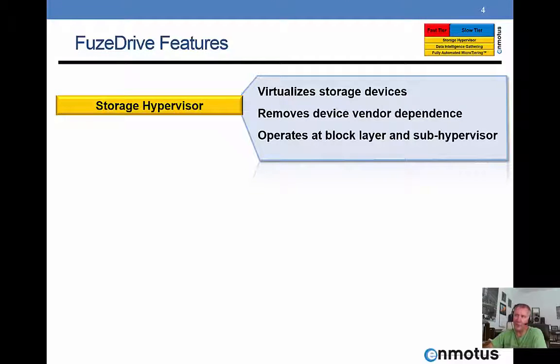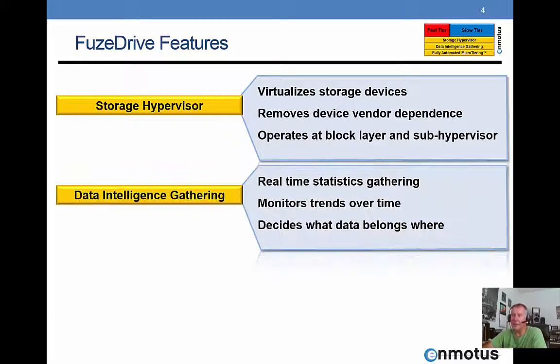And very importantly, it operates at the block layer and even sub-hypervisor layer. That means this will appear to a hypervisor, an OS hypervisor, as a dumb block device, even though, again, it's highly intelligent and moving data. The second thing that goes on in the Enmotus layers is data intelligence gathering.